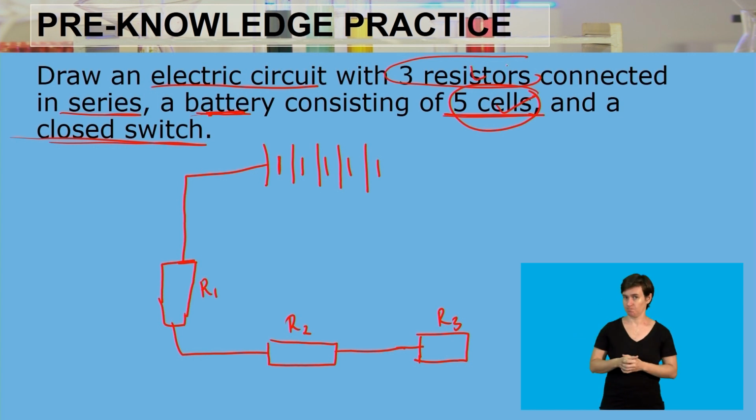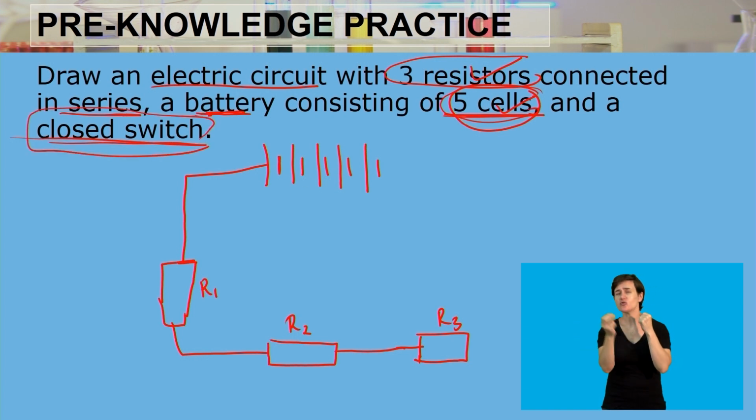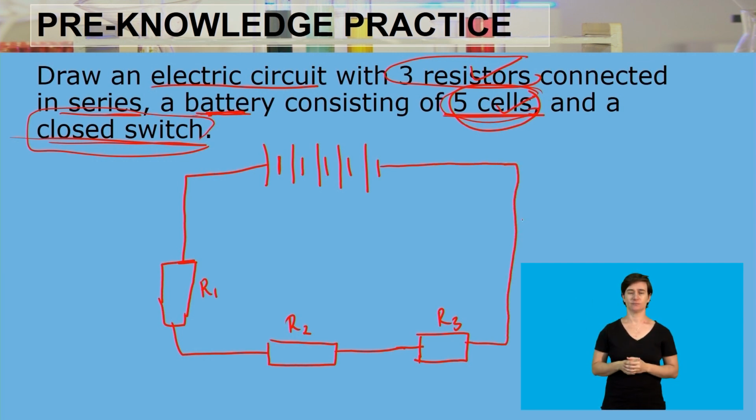The resistors that we are asked to draw, we have drawn, 3 of them. And the battery that needs to contain 5 cells is drawn. The last thing to draw now is our closed switch. For our closed switch, we can just put it on the side. Remember, to show that it's a closed switch, you can just put 2 dots on the conducting wires that we have there.